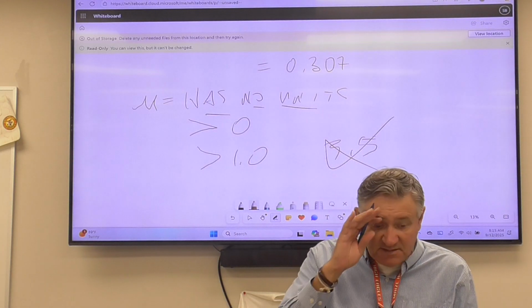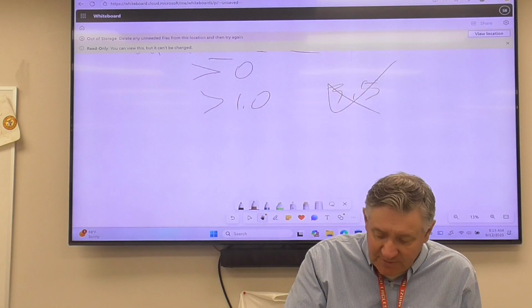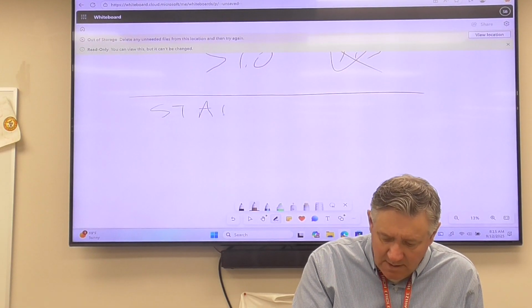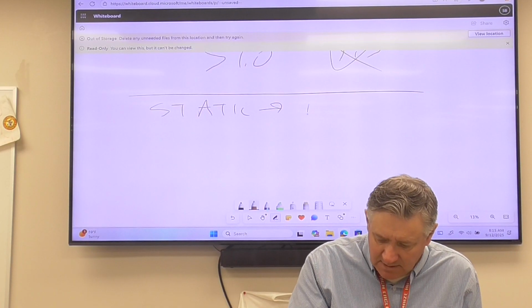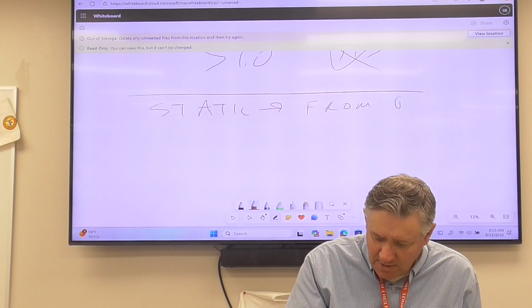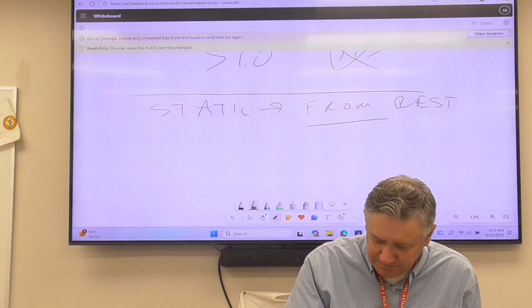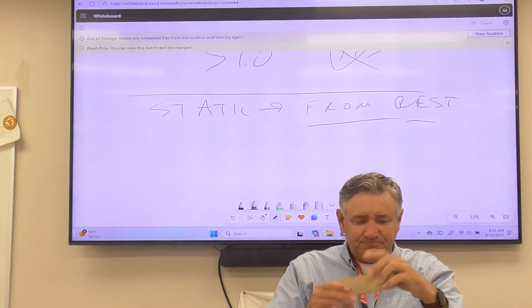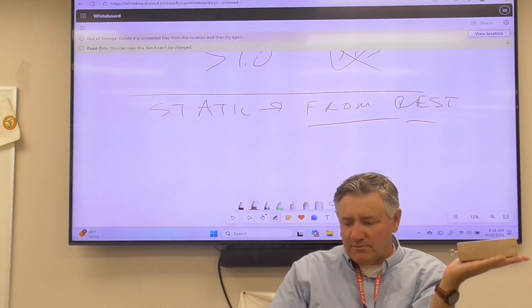Now, what we just did is what we call kinetic friction, which is motion at a constant velocity. To get static friction, it's the same idea, but it's a little bit more of a technique. So static friction means from rest, okay? So what you're going to do is the same idea. You're going to take your block. Oddly enough, it's going to be at rest.